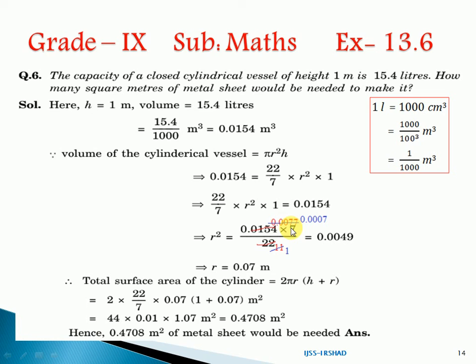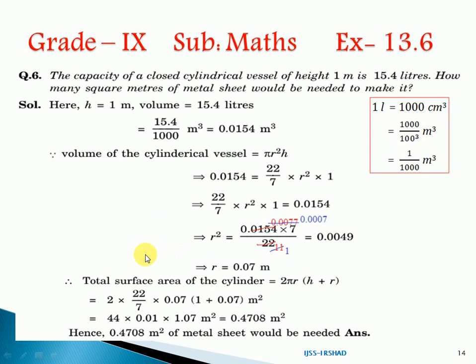Then this one will be multiplied with 7, so 7 into 7 is 49, and again the decimal should be after 4, so add 2 more 0 in front of 49 and give this decimal. So this is r square equals to this. Now r will be equal to the square root of this, so it will come 0.07. You can find the square root.